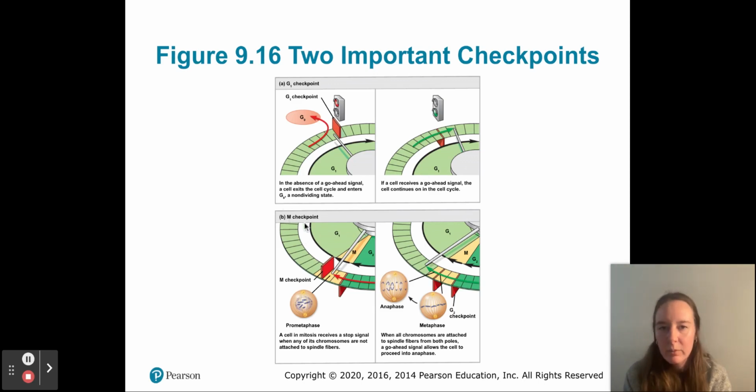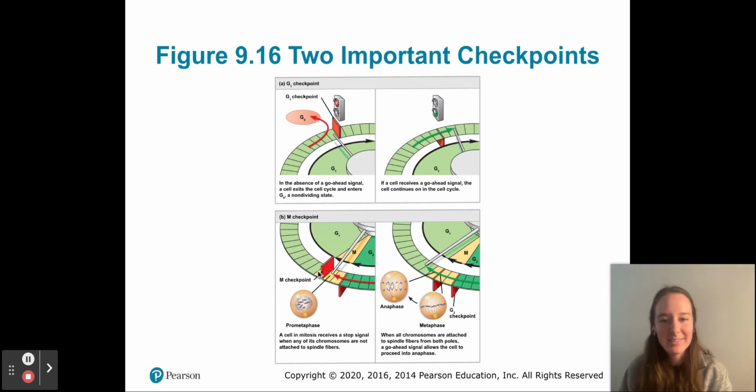And then we have our second important checkpoint, which is the M checkpoint. And let's look at this one here. So right before metaphase, we have prometaphase. And what happens is the cell in mitosis will get a stop signal if any of the chromosomes are not attached to spindle fibers. So remember the kinetochores, those proteins in the chromosome that attach to spindle fibers, and then those spindle fibers pull each chromatid to each side of the cell, each pole. If some of the chromosomes aren't attached, the cell cycle stops, which is kind of cool, right? Your cells know, hey, we don't have everyone on board. We've got to wait till everyone's on board.